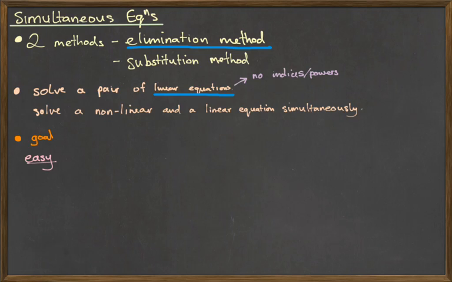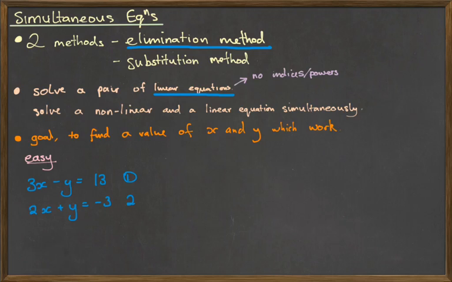So the goal for solving simultaneous equations is to find a value of x and a value of y which work. That's it. You have to find the values of x and y which work. So let's start with our equations. We have 3x minus y equals 13 and 2x plus y equals minus 3. We'll label this one equation 1 and this one equation 2.